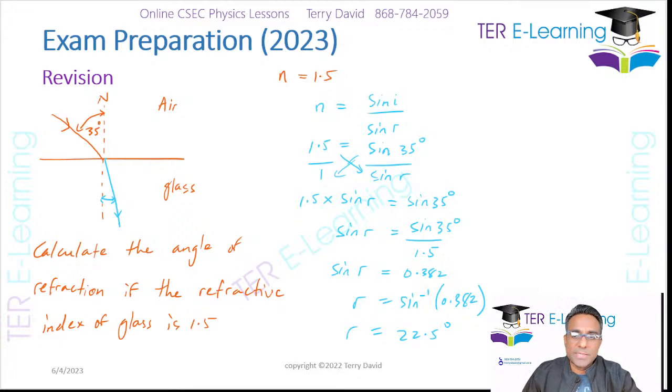Now, hear this. When you are all giving your answers, when it comes to angles, give your answer to 1 decimal place. Don't go to 2 decimal places. Give your answer to 1 decimal place, please.